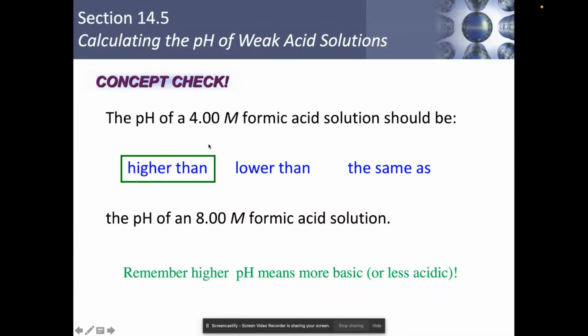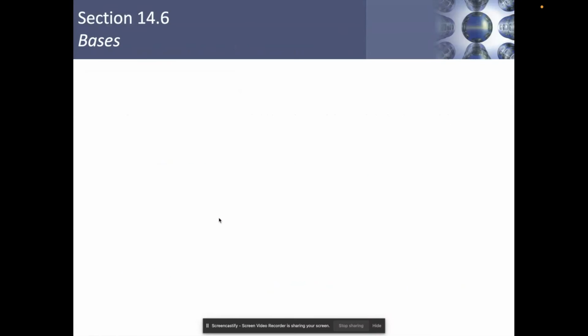It's an even weaker form of the acid than 8.00 molar formic acid. All right, bases. This is where we're going to stop.